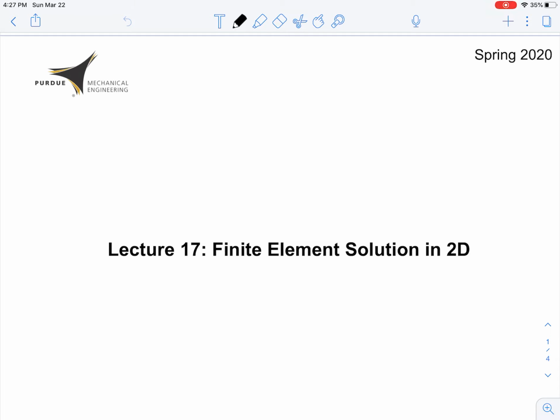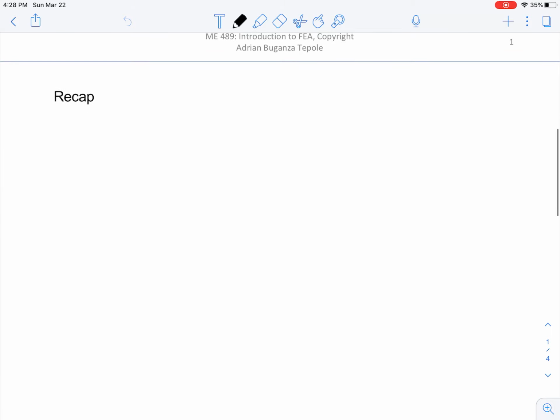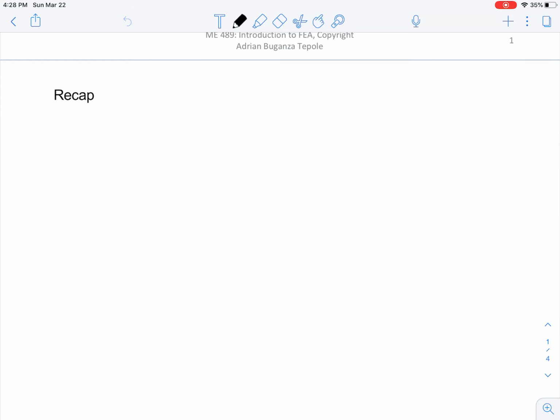Right, so continuing with the finite element solution of the heat transfer problem in 2D. This is part B of lecture 17. In part A, let me just do a brief recap of the end of part A, which was the definition of the stiffness matrix and the force vectors.